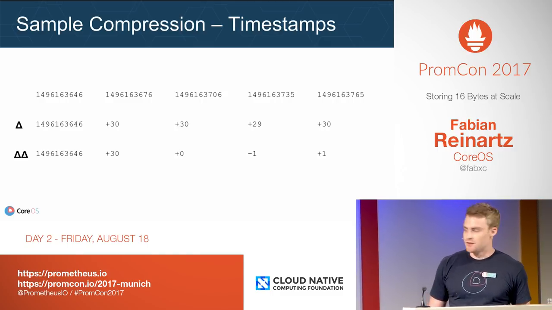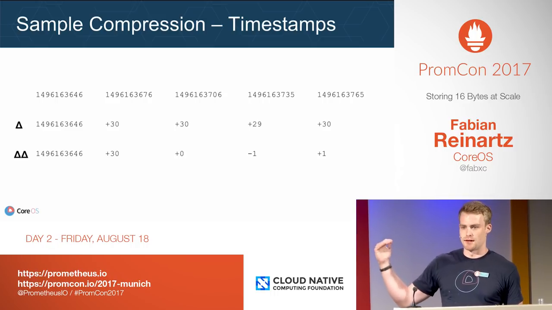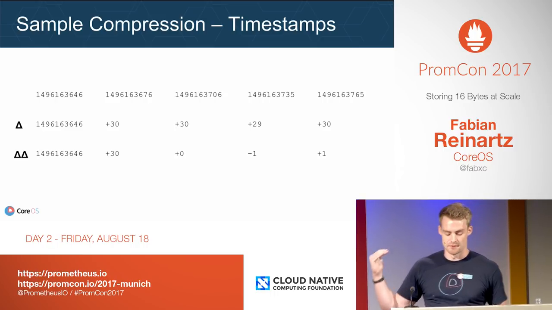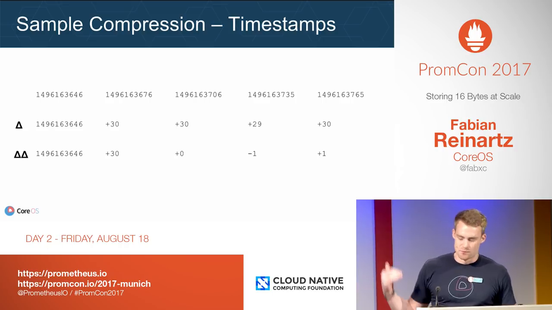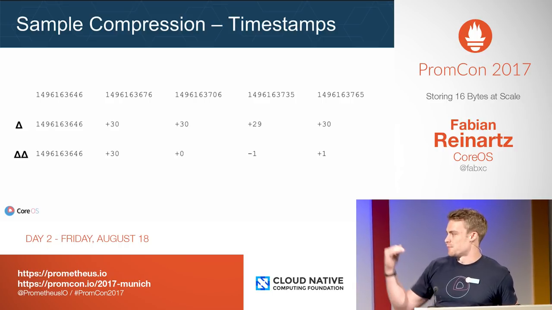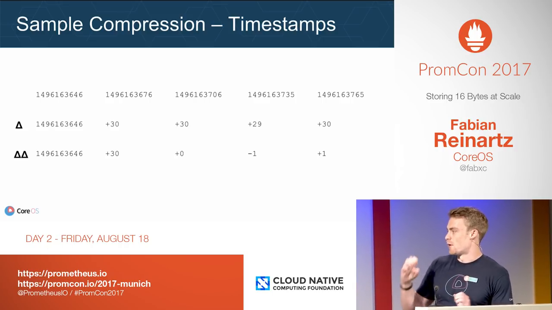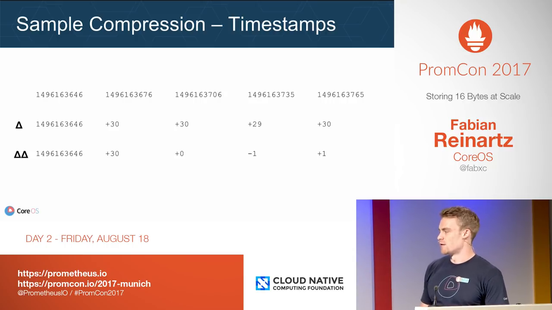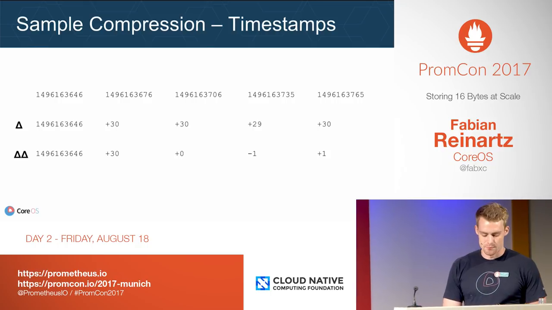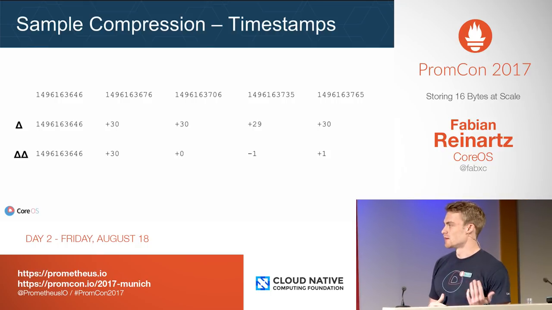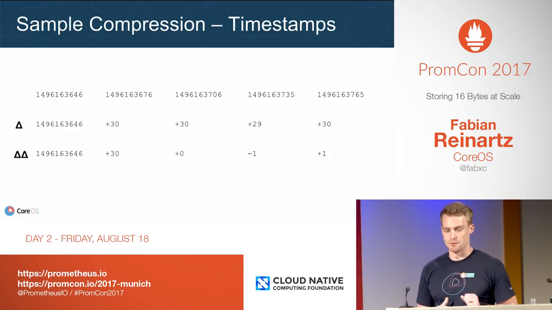And in most cases, actually, these deltas of deltas will be zero, almost 99.9% of the time. And of course, if you have some sort of repetitive value that's the same for almost every sample, you can just basically allocate a single bit for that. And in the general case, we can thereby, with some tricks, generally store timestamps in a single bit.